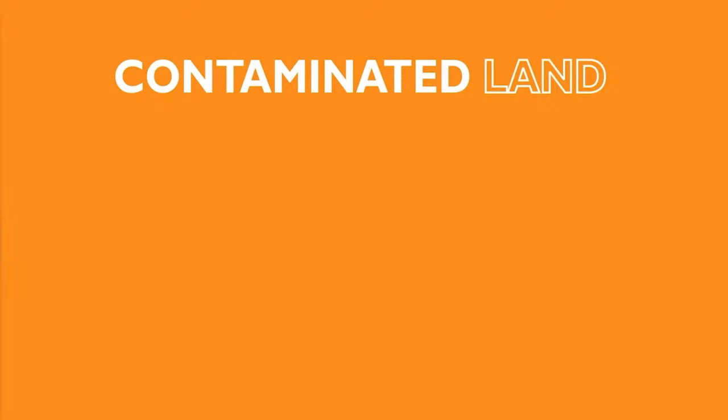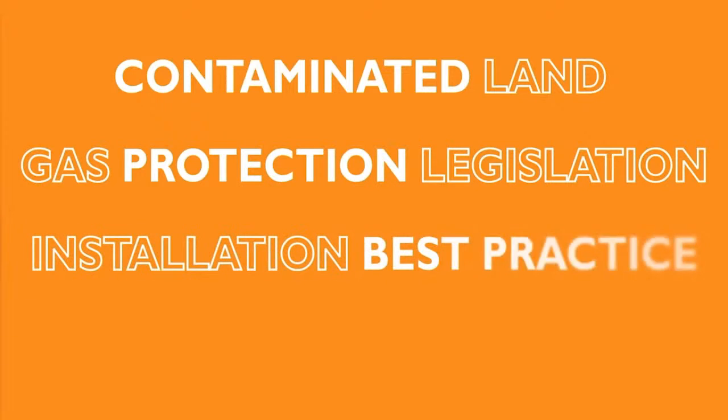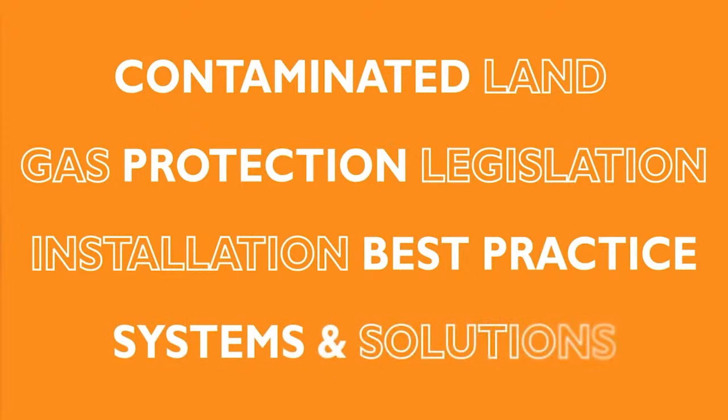In today's presentation, we'll be looking at the sort of contaminants that you need to consider protecting against and what sort of impact they can have on the building occupants. We'll also consider the relevant legislation and guidance available to designers, and then take a look at the practical issues around installation of gas protection systems and some of the common problems that can arise. We'll finish by taking a look at the systems available and the types of projects these are best suited to.